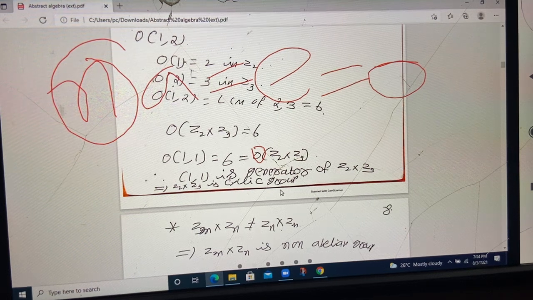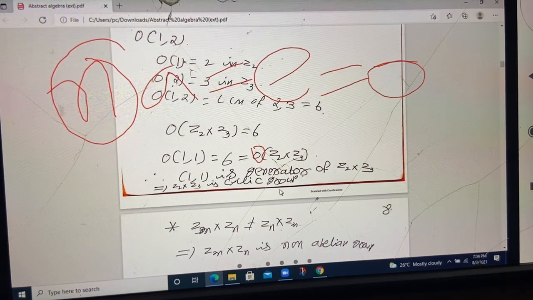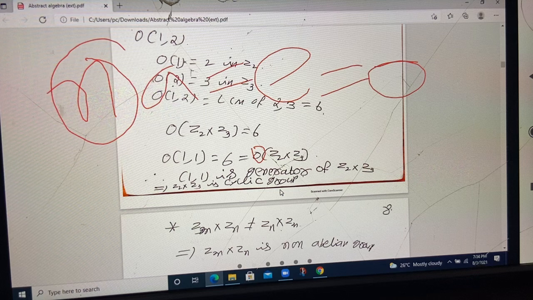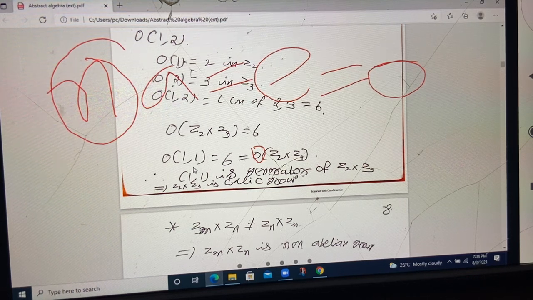How to know whether there is a generator or not? We have to find out the order. If the order of the element is equal to the order of the group, then we say that it is cyclic. Clear? So the order of (1, 1) is 6, which is the order of Z2 cross Z3. So (1, 1) is called a generator and it is cyclic.